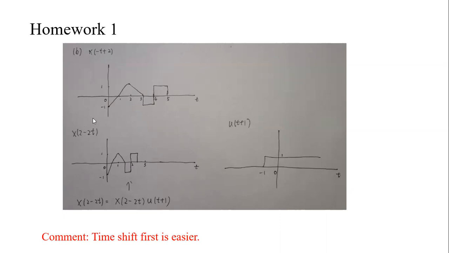The multiplication of the two signals, the result is the same as this one, because you can see that this signal only takes non-zero value when t is larger than 0, and when t is larger than 0, u of t plus 1 is 1. So the final result is the same as this one.